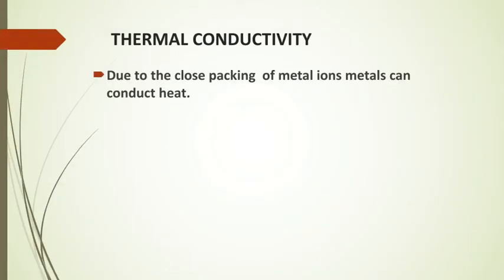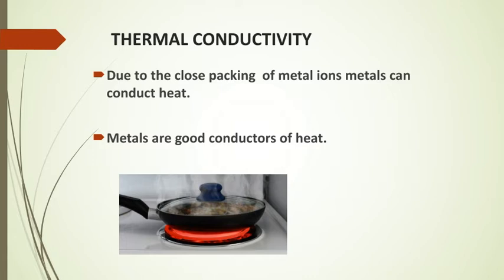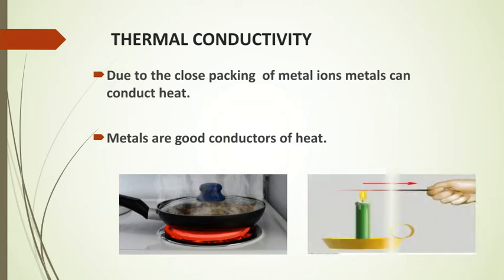Next, metals are good conductors of heat. Due to the close packing of metal ions, metals are very good conductors of heat. Because of that only, we are using metal pans for cooking. As well as if you are heating a metal rod by holding it, after some time you will feel the hotness at the other end, which means the metal rod is conducting heat. So because of that only we are saying that metals are good conductors of heat.